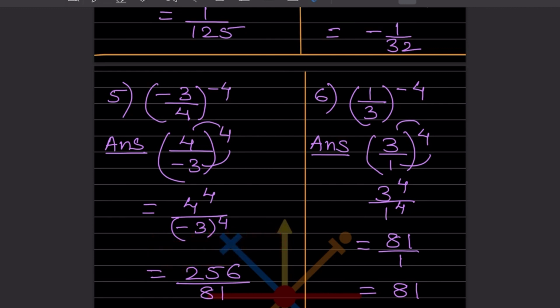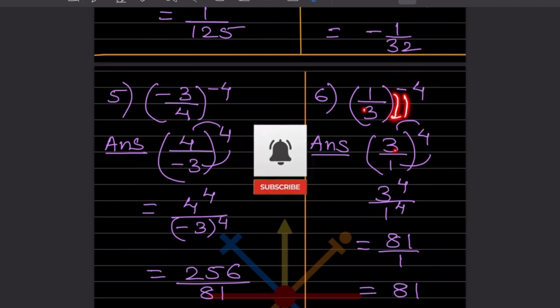Again here, just don't think about minus here because we have an even number, that is 4. So just write 3 into 3 into 3 into 3. That is going to be 81. Now look at here, this is a negative 1. So of course this is going to be the reciprocal. So 1 by 3 becomes 3 by 1, and this becomes positive.